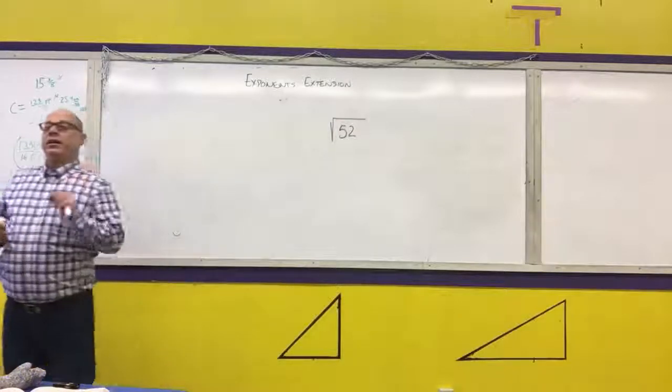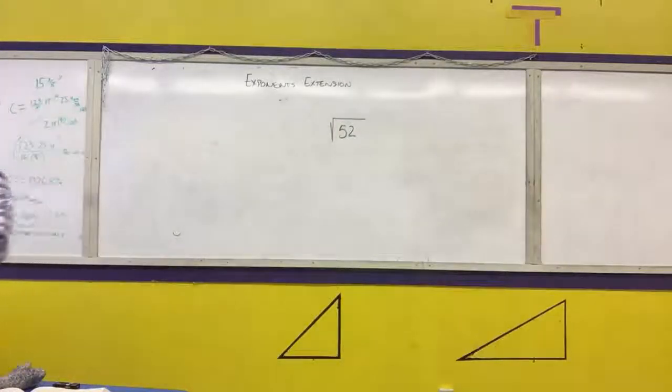Do you know any perfect squares that go into 52? 2 is not a perfect square. Hold on, I know there's 7 squared. 49 does not go into 52, I will guarantee you that. Well, it does, but not evenly. 8? Is 8 a perfect square? No, it is not.